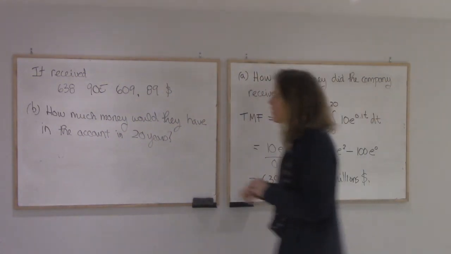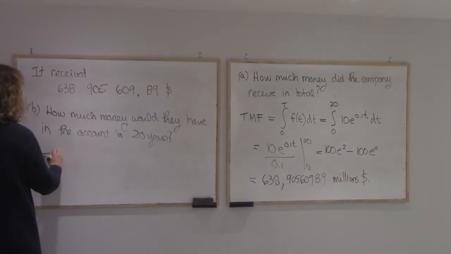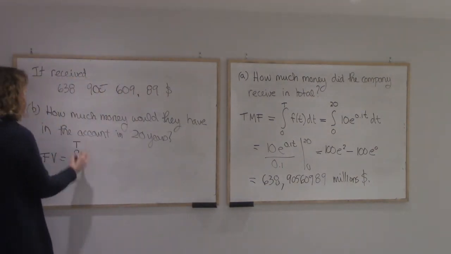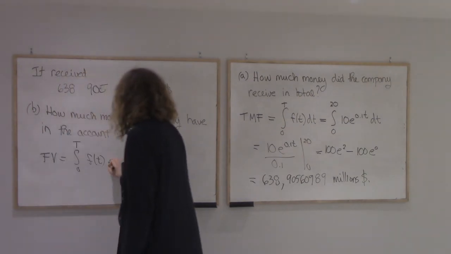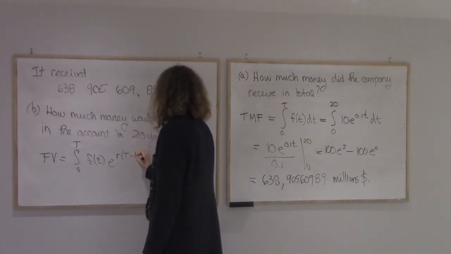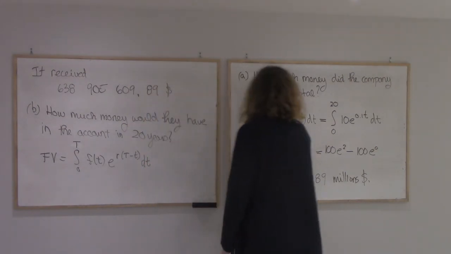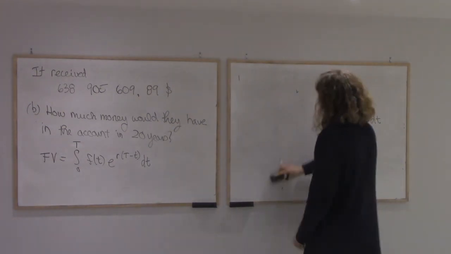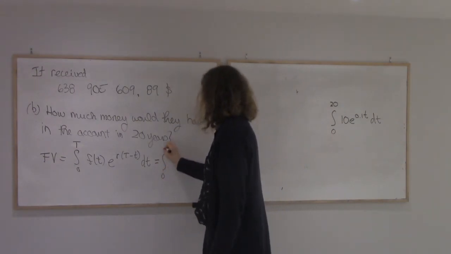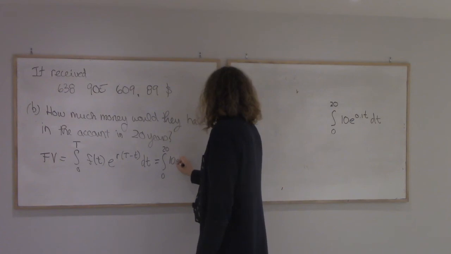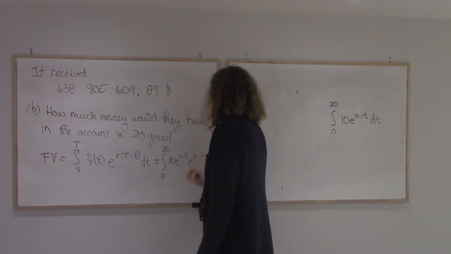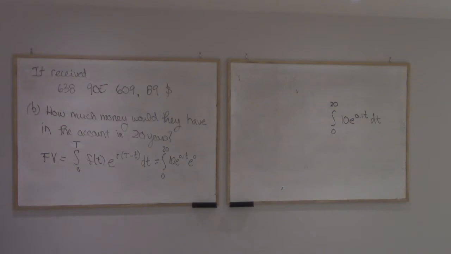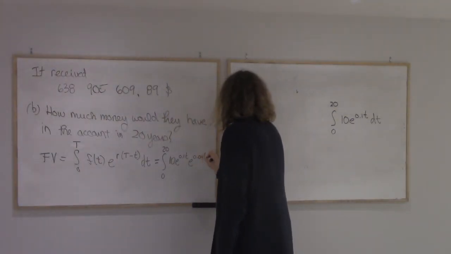So I need to start over and reintegrate, but with the interest rate included. So 0 to 20. Actually, let me write the formula. So 0 to big T, f of t, the rate. And then this money is in the account for T minus t years. So this is what I want to compute. So I would get the integral from 0 to 20, 10 e to the 0.1t, e to the, what was the interest rate? 4%, so 0.04 times (20 minus t).